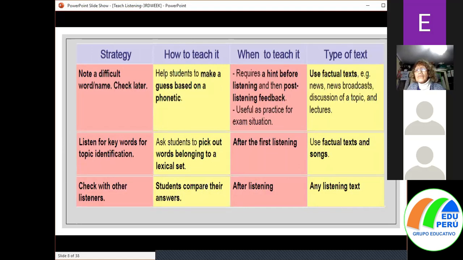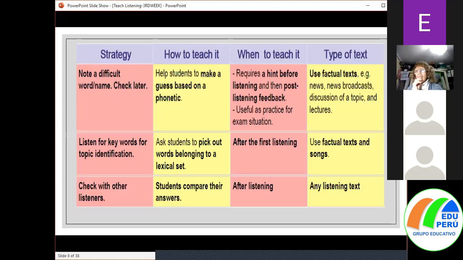So how are we going to teach or develop this strategy? We have to help our students to make a guess based on phonetic sounds. So we must give them some sounds in order to recognize the word, all right? So they could guess what the word is about. For that type of test, you could use factual texts. Again, here you have the news, a news broadcast, discussion of a topic, and lectures. So this is the type of material that you could use, all right?